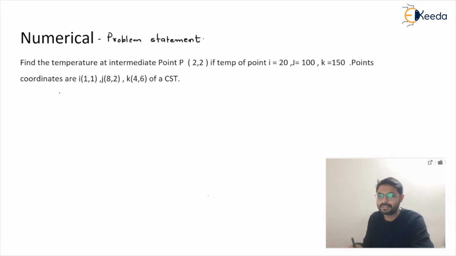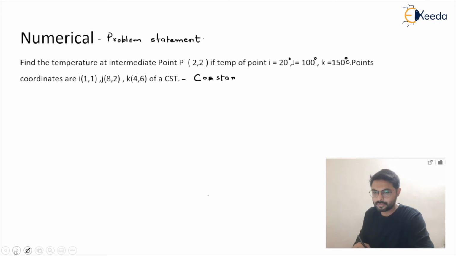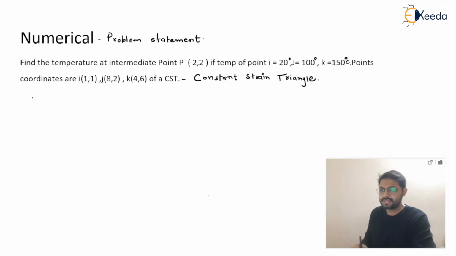So the data is given like this. Find the temperature at the intermediate point P, whose coordinates are 2, 2, if the temperature of points I, J and K is 20 degree, 100 degree and 150 degree Celsius. Points coordinates are I 1, 1, J 8, 2 and K 4, 6 of a CST. So CST stands for constant strain triangle.